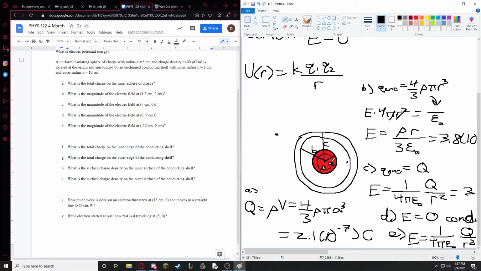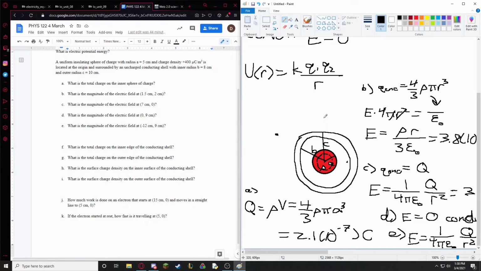We have our total charge plus Q in here, and we know our electric field in our conductor is 0. So Q inner is just going to be the opposite sign of what we had for Q of the inner sphere. And why is that? Because it needs to cancel out with each other and have the total charge within that be 0.